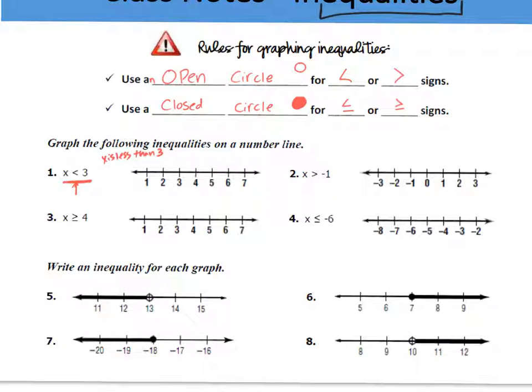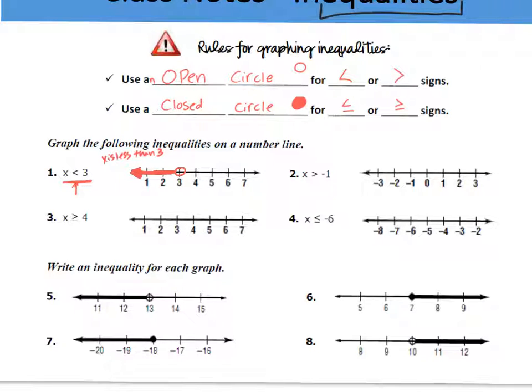And so I see that this is a less than. When there's no underline on the symbol, it's going to be an open dot. So I put an open dot at 3. And x is less than 3. Well, what numbers are less than that? 1 is less than that, 2 is less than 3. So I put an arrow, and I shade in the arrow going in that direction.